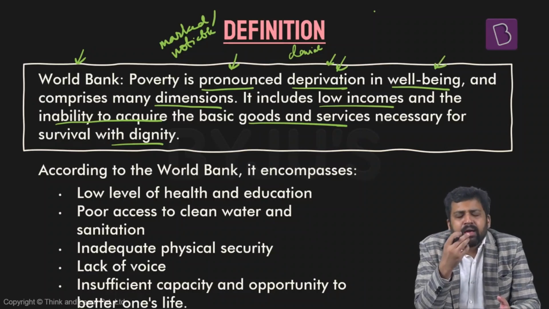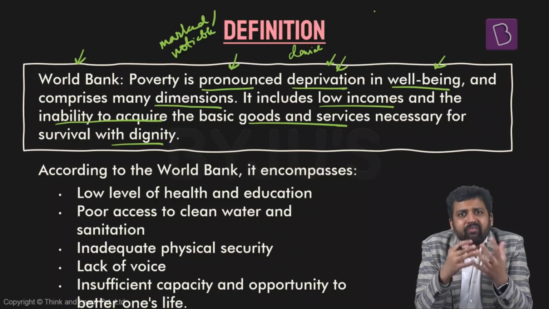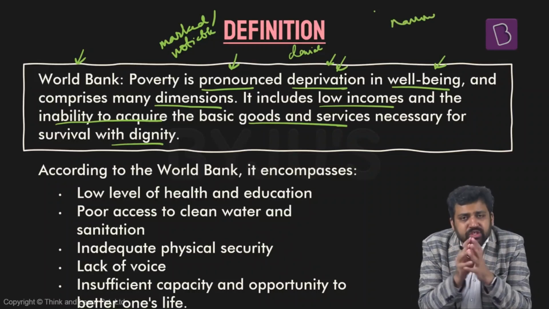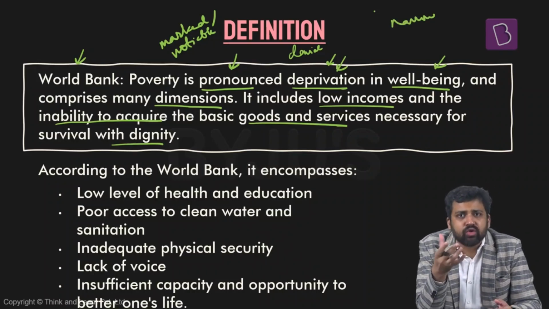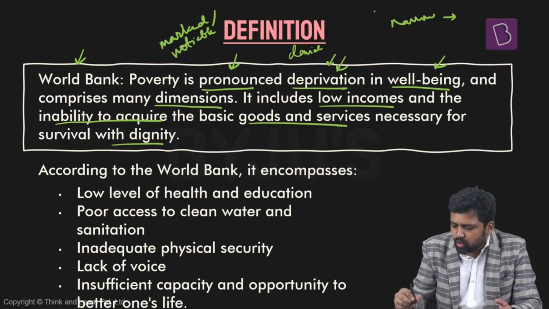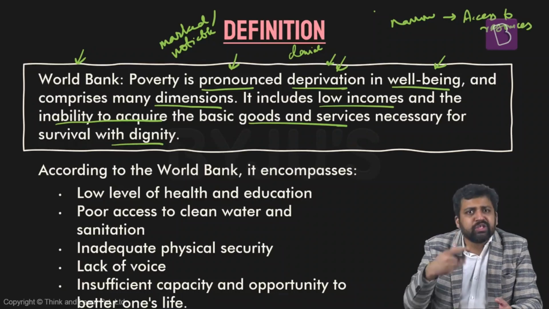Now what is the meaning of well-being? Well-being can be thought of in different ways. One way is to think of it in a narrow manner. Well-being might imply that you have access to different kinds of resources which are required for your survival. For example, access to food, shelter, clothing. These are all material resources, and these are all very important for one's survival. So the narrow definition of well-being will imply you have access to all these different kinds of resources, like food, shelter, clothing, etc.